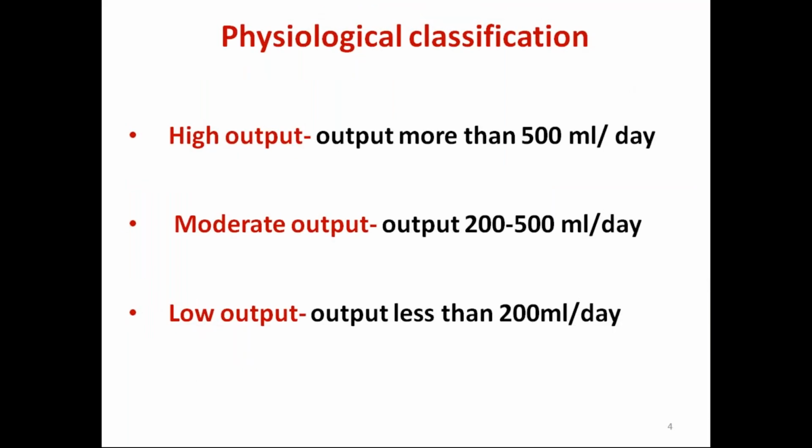Physiologically, it is classified into high output, moderate output, and low output. Basing upon this, the treatment varies. High output is more than 500 ml per day; moderate output, 200 to 500 ml per day; and low output, less than 200 ml per day. Generally, for low output fistulas we go for direct surgery. For moderate and high output, basing upon the type of output, either liquid or solid: if it is liquid output, we have to convert it into solid output and reduce the output, and then we go for the surgery, that is closure of the fistula. For high output, generally we go for a different type of management.